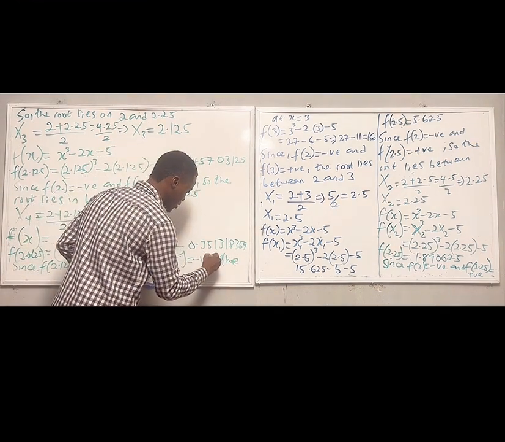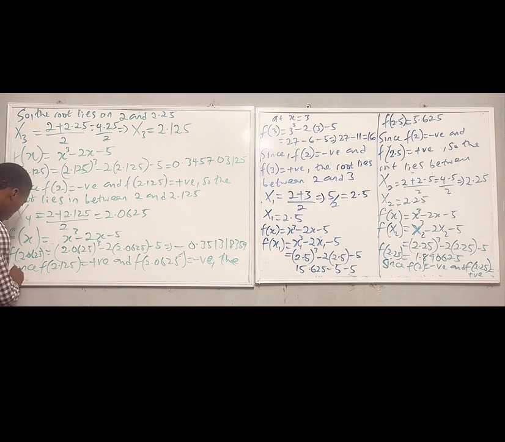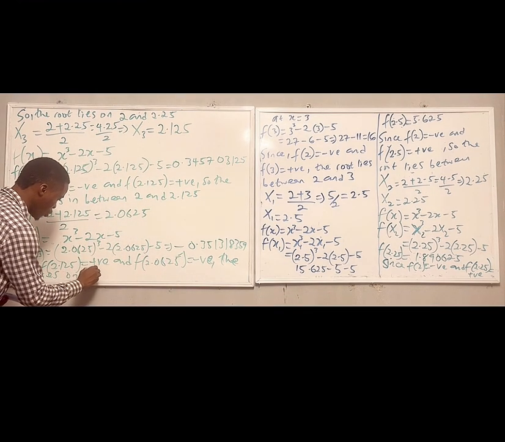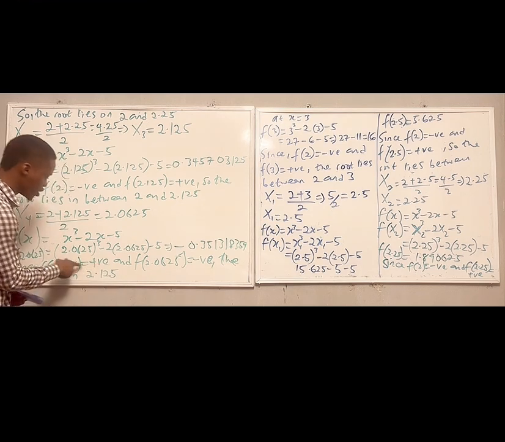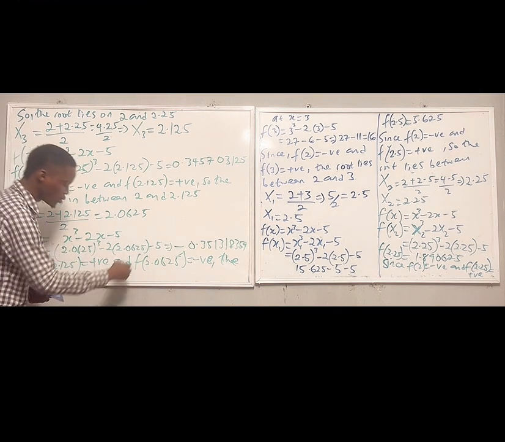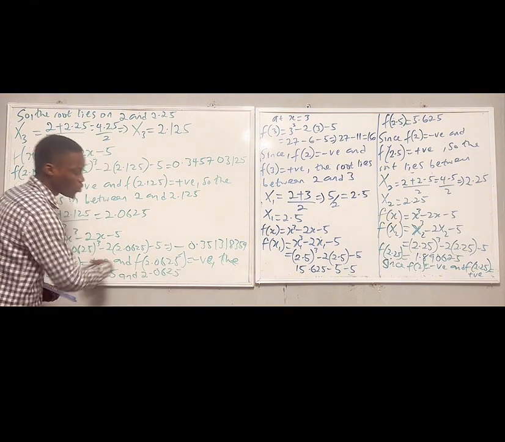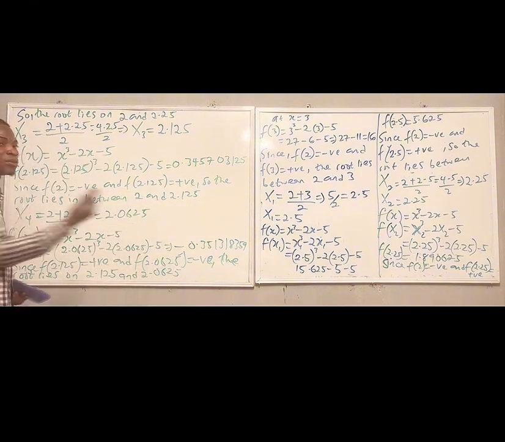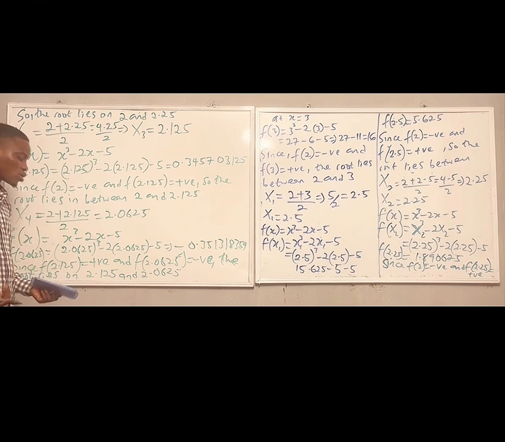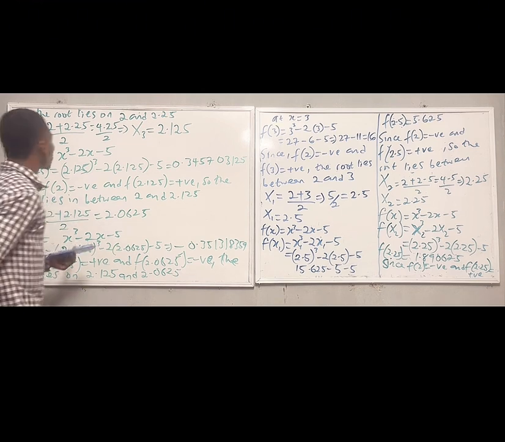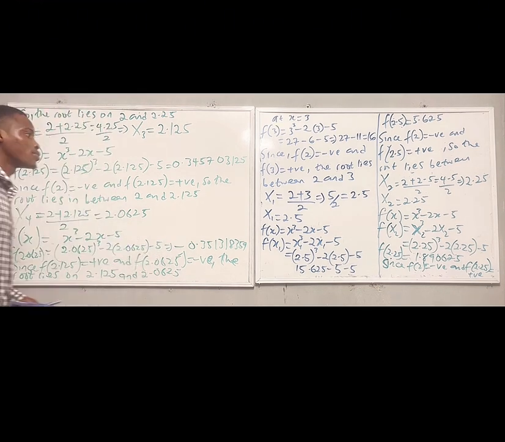The root lies between 2.125, which gives me positive, and 2.0625. So for me to get my S5, I will find the midpoint. That is, the fifth approximation is equal to this one plus this divided by 2. You can take a screenshot of this.